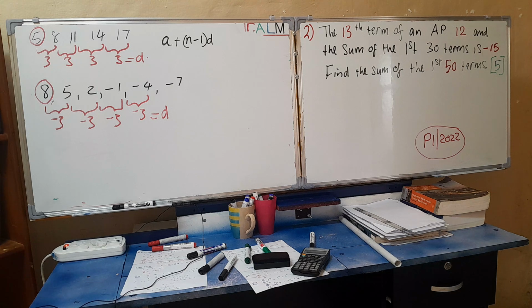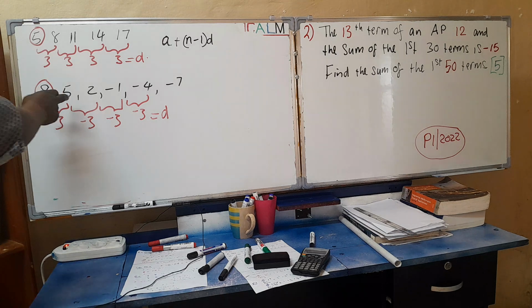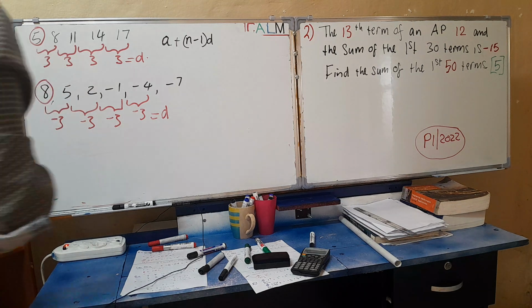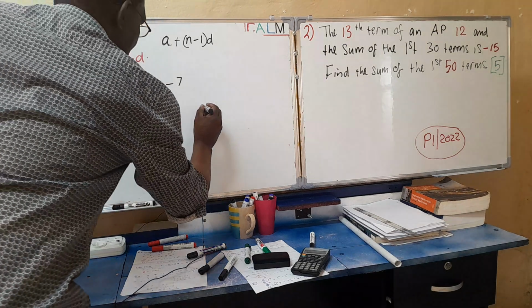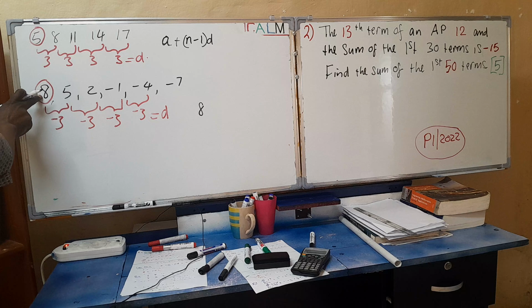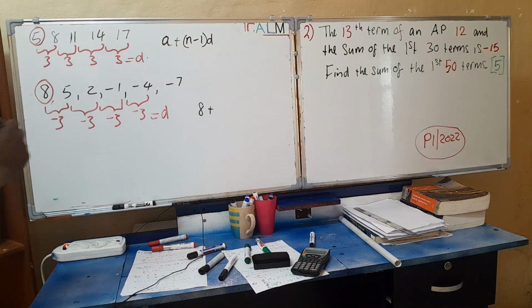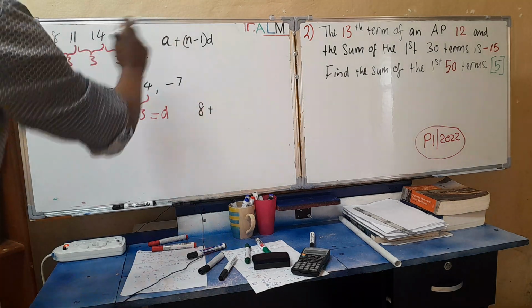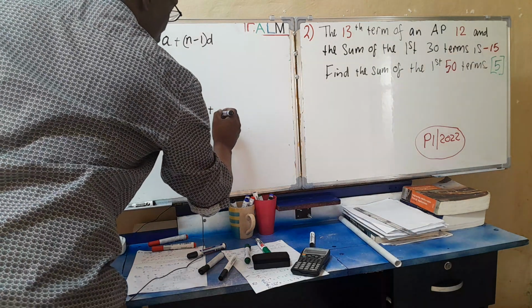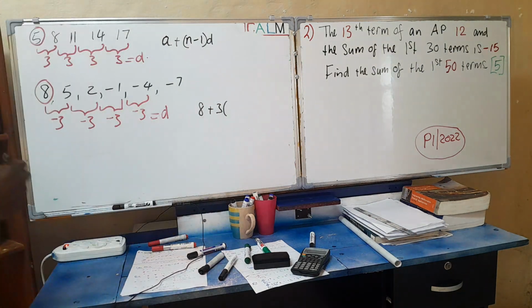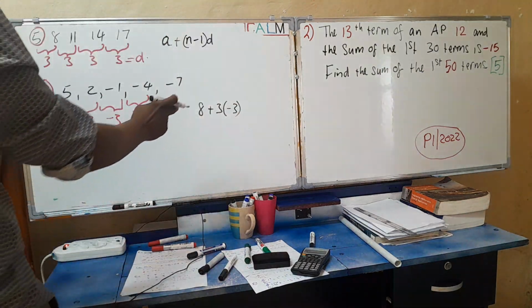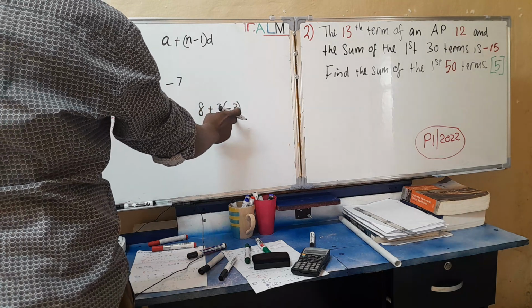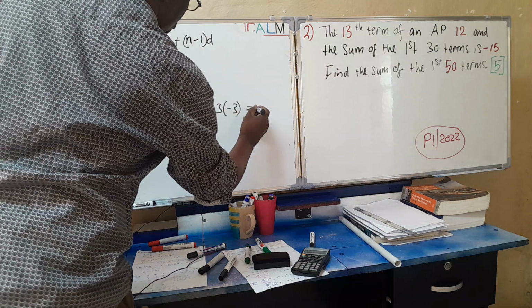Supposing we want to find a given term. For example, let's say we wanted the fourth term. Then we would say, okay, what do we know? We know A is 8. Plus, we want the fourth term, so n is 4. So we'll have 4 minus 1, which is 3, multiplied by our common difference, which is minus 3, to give us 8 plus 3 times minus 3, which is 8 minus 9, which is equal to minus 1.